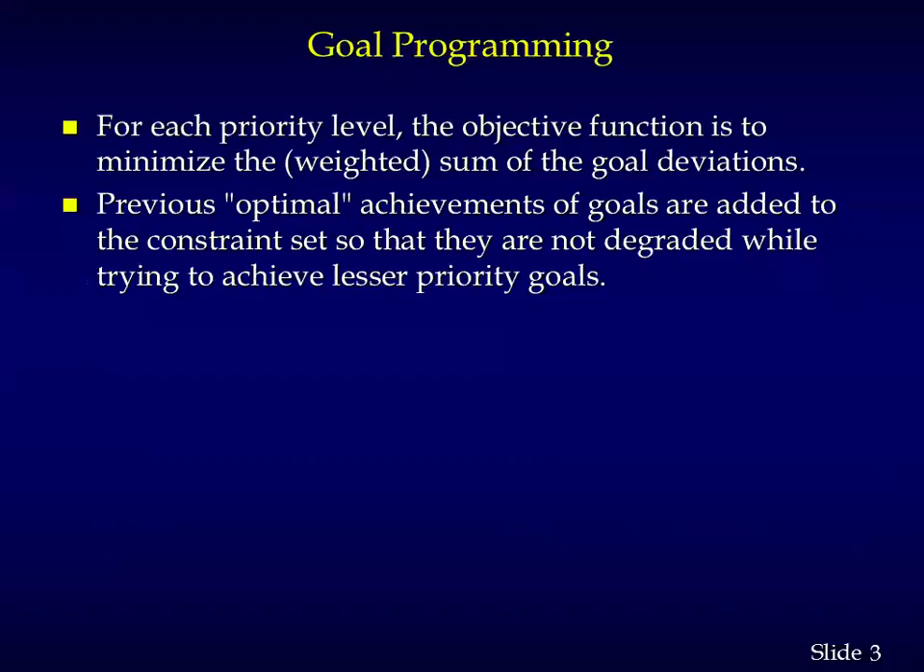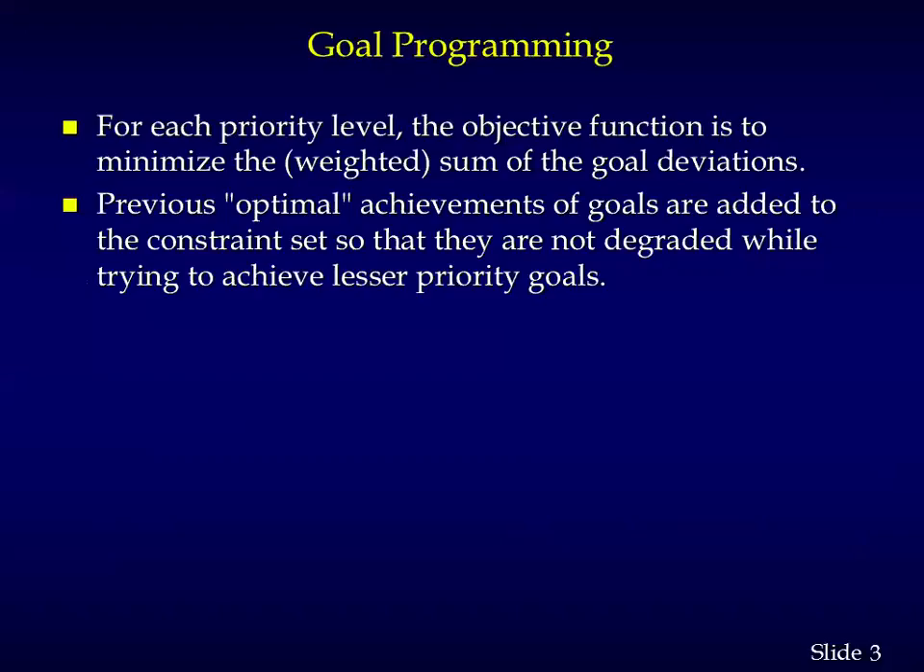So at each level of priority, we see how many different objectives there are at that level, and we take a weighted average of the deviational variables there. And once we get an optimal solution to one priority level, that deviational variable is brought in as a constraint for the next level.